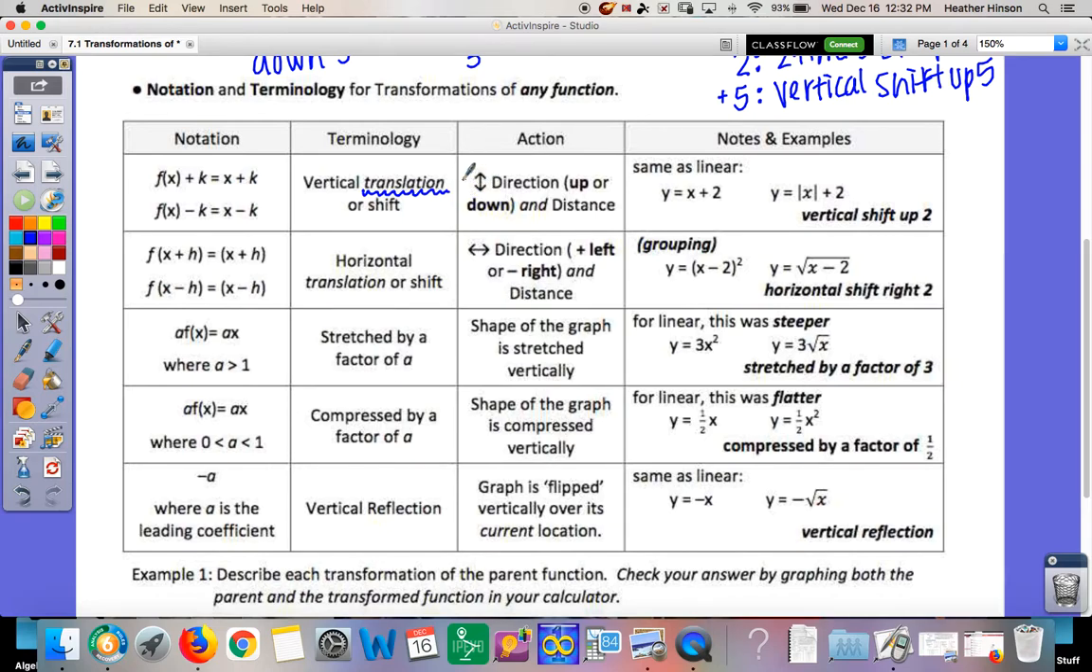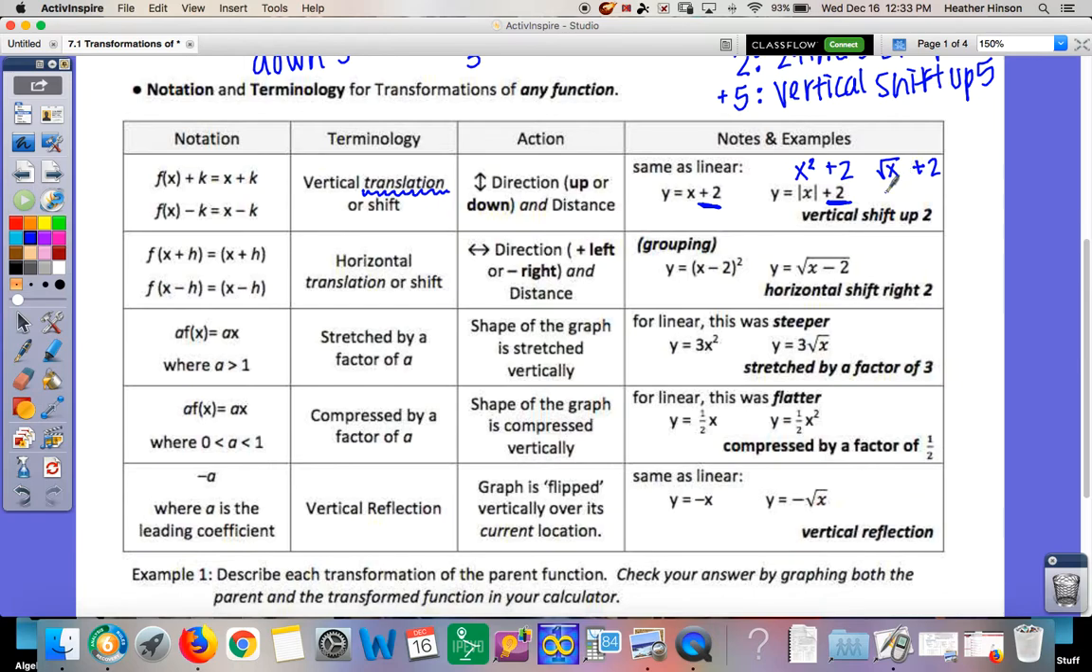Now, we haven't looked at them with quadratics or absolute value or square root, but if we have it on a linear, we're just going to have that plus 2 at the end. If we have anything else, quadratic, square root, or absolute value, the plus 2 is going to be at the end, just like linear, but it's going to be outside the symbol. So outside the absolute value, or outside the squared, or outside the square root. It's not going to be included in your group. So that's a vertical shift. It's just going to be at the end of your equation, and it's going to say plus or minus a number.